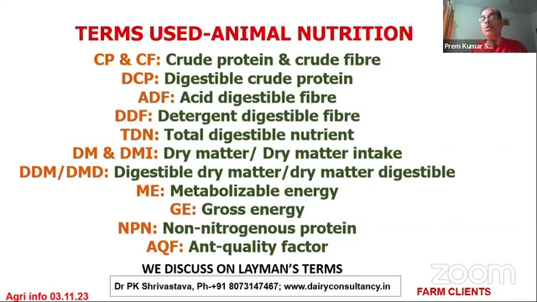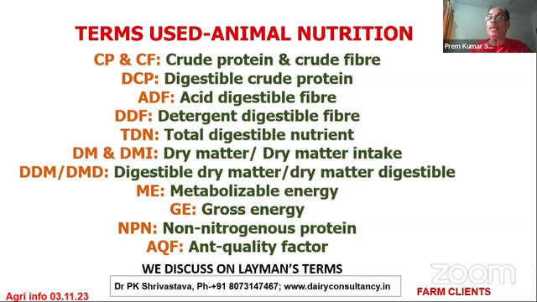DCP is digestible crude protein. They digest the crude protein in the laboratory and see what the digestibility is. They will understand that if we feed this feed, the digestibility you are going to get is only 30%, 40%, something like that.